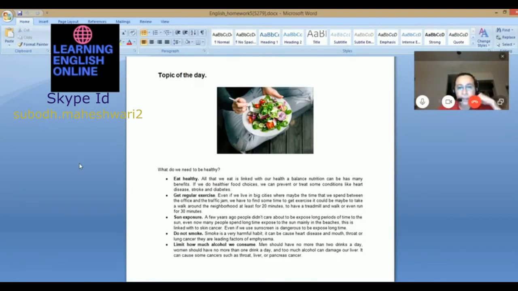Get regular exercise as a second point. Even if we live in big cities, where maybe the time that we spend between the office and the traffic jam, we have to find some time to get exercise. It could be maybe to take a walk around.